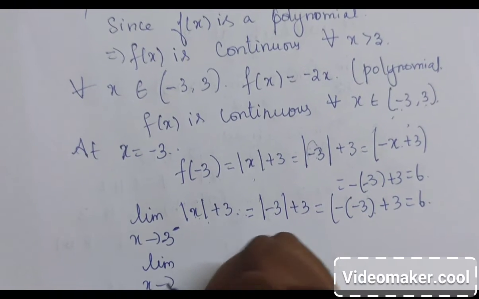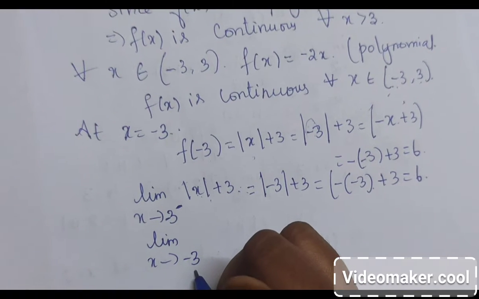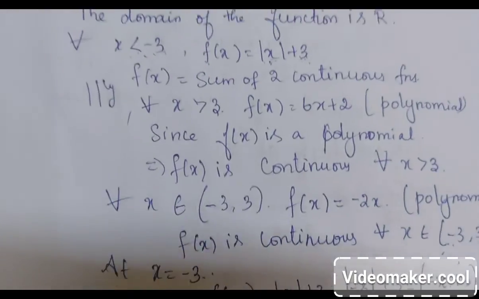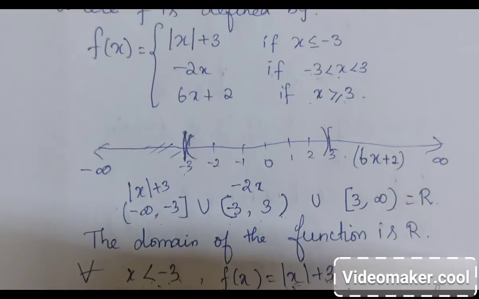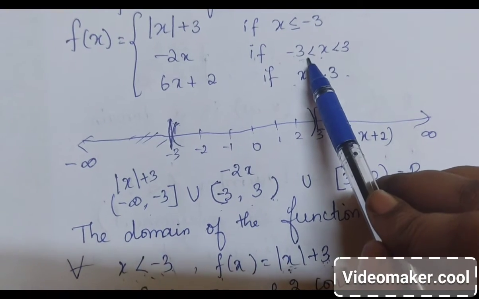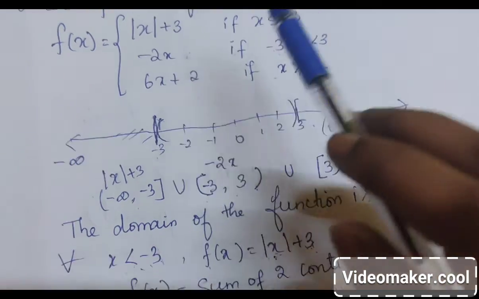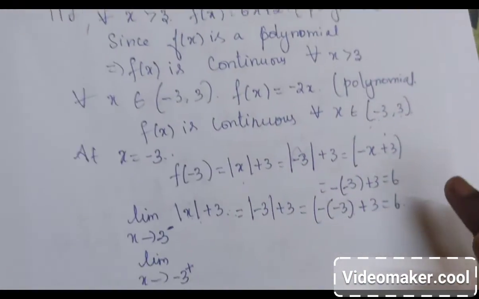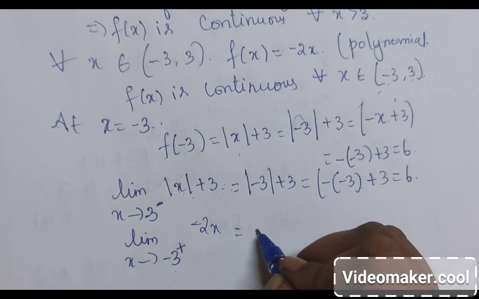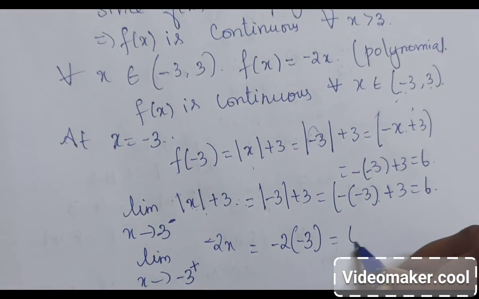Now we will calculate the right hand limit. Limit x tends to -3, where the x values are approaching -3 from the right hand neighborhood. In the right hand neighborhood, we have -2x as the function. So -2 into x, applying x as -3, we get +6.